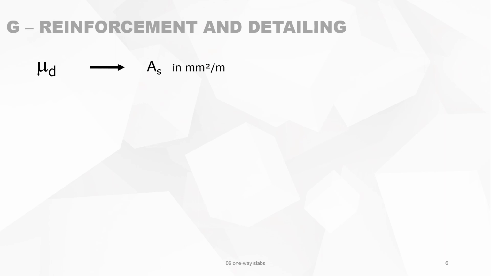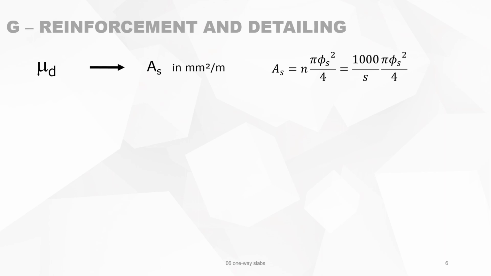The reinforcement of a slab is, like we have said before, the same as for beams, but with a width of 1 meter. So we use the reduced bending moment μd. From that on, with the tables of concrete, you convert it into reinforcement in square millimeters per meter.